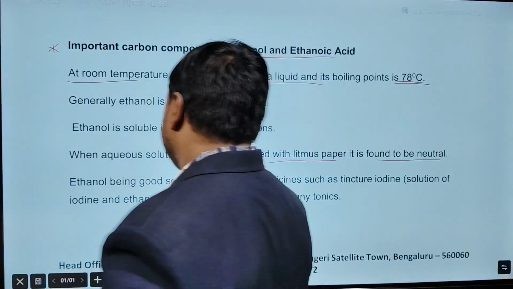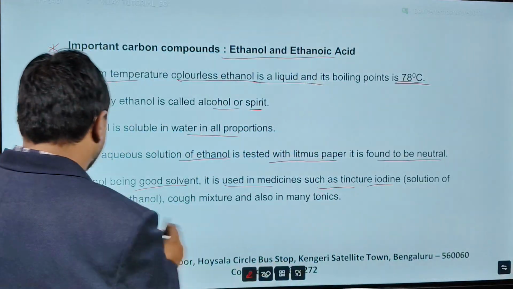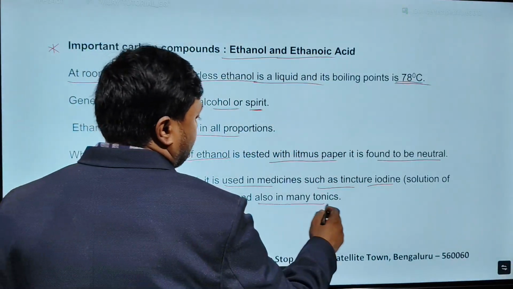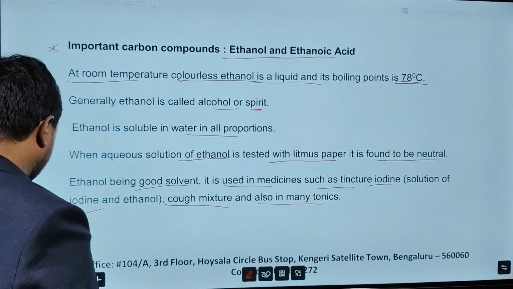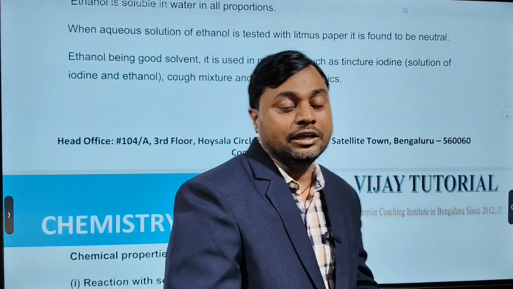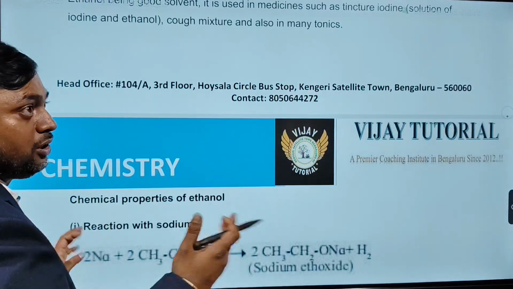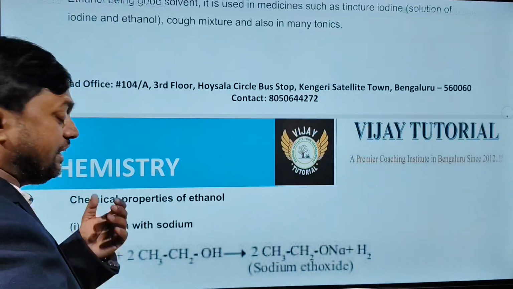Ethanol, being a good solvent, is used in medicines such as tincture of iodine, cough mixture and also in many tonics. But if you consume ethanol, it is not good for health. It affects the central nervous system of the brain. So most crime happens due to alcohol, that is ethanol only.